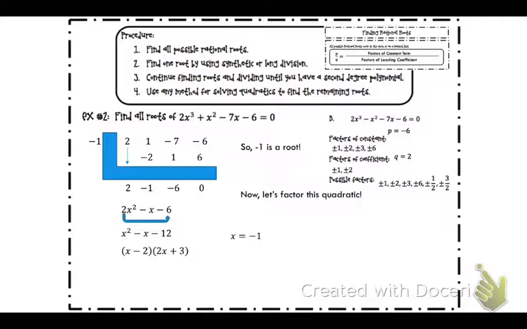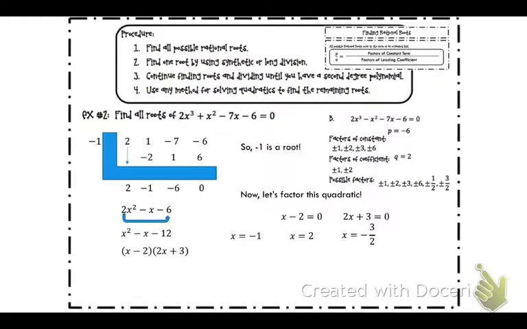Those are the factors. So to find the roots, my first root is -1, because that was one that worked. Okay? The next one, I'm going to set x minus 2 equal to 0. I get x equals 2. That's another root. Then I have 2x plus 3. Solve for x, so you get x equals -3/2. Those are our 3 roots.